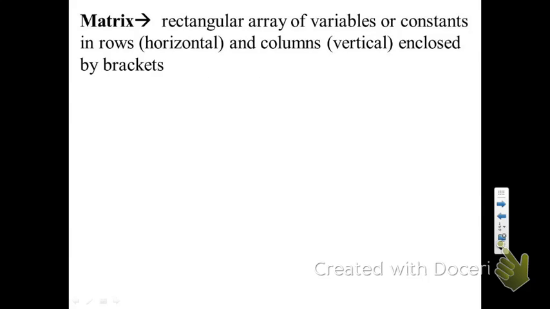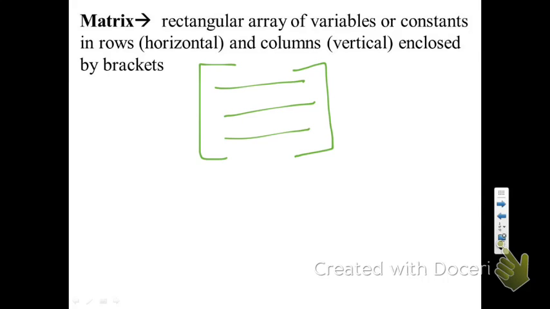A matrix, first of all, is a rectangular array of variables or constants in rows and columns enclosed by brackets. So they're enclosed by brackets, and we have our rows and we have our columns of numbers. And it really does not look like a tic-tac-toe board.